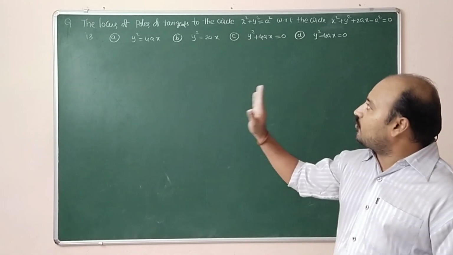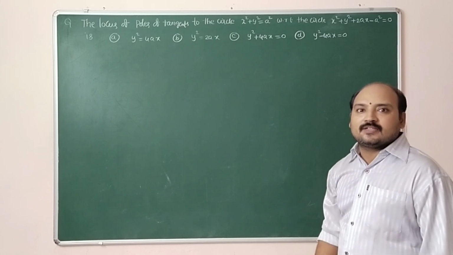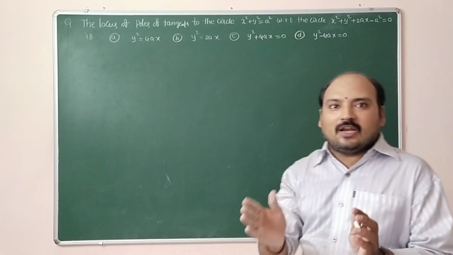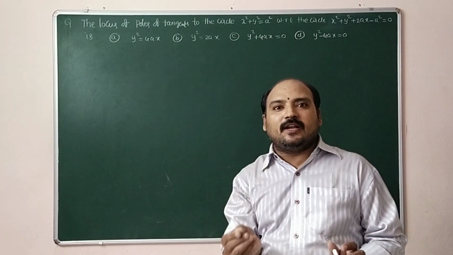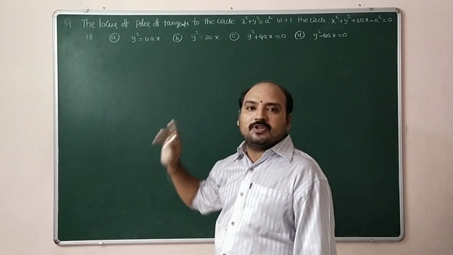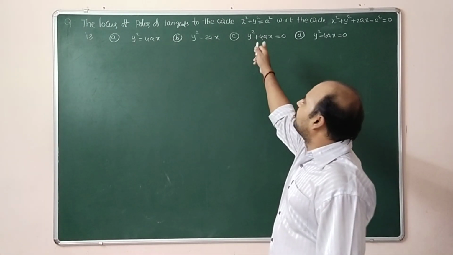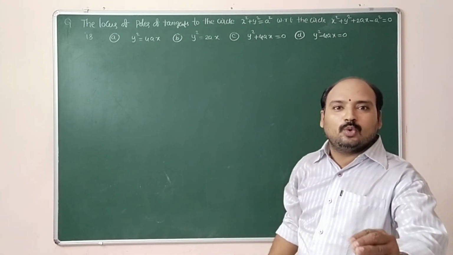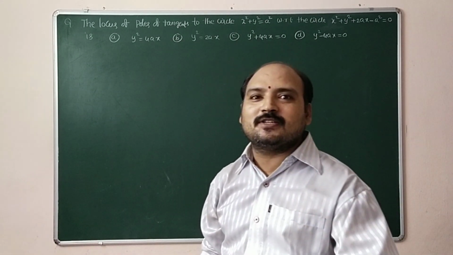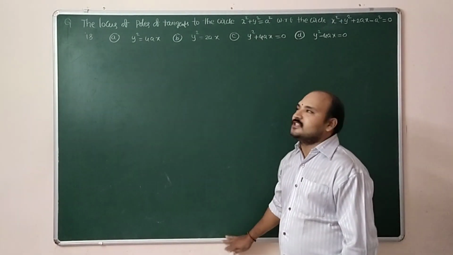the locus of poles of tangents to a circle with respect to another circle. For the circle given in the question as the reference, you have to calculate the polar equation. That polar equation touches, that is, is a tangent to, the first circle. This is the way you can do any question like this, not only in circles but also in conic sections. You will get the answer. So this is the way you can proceed.